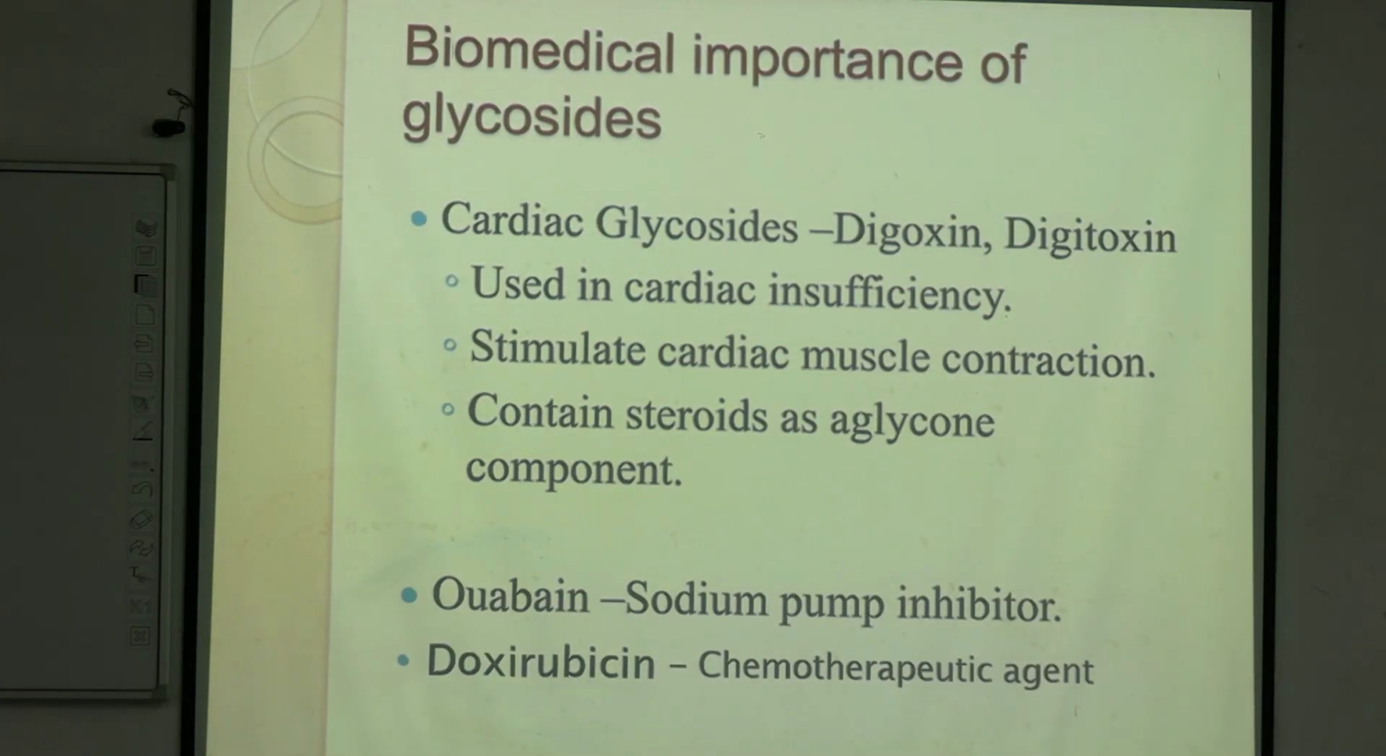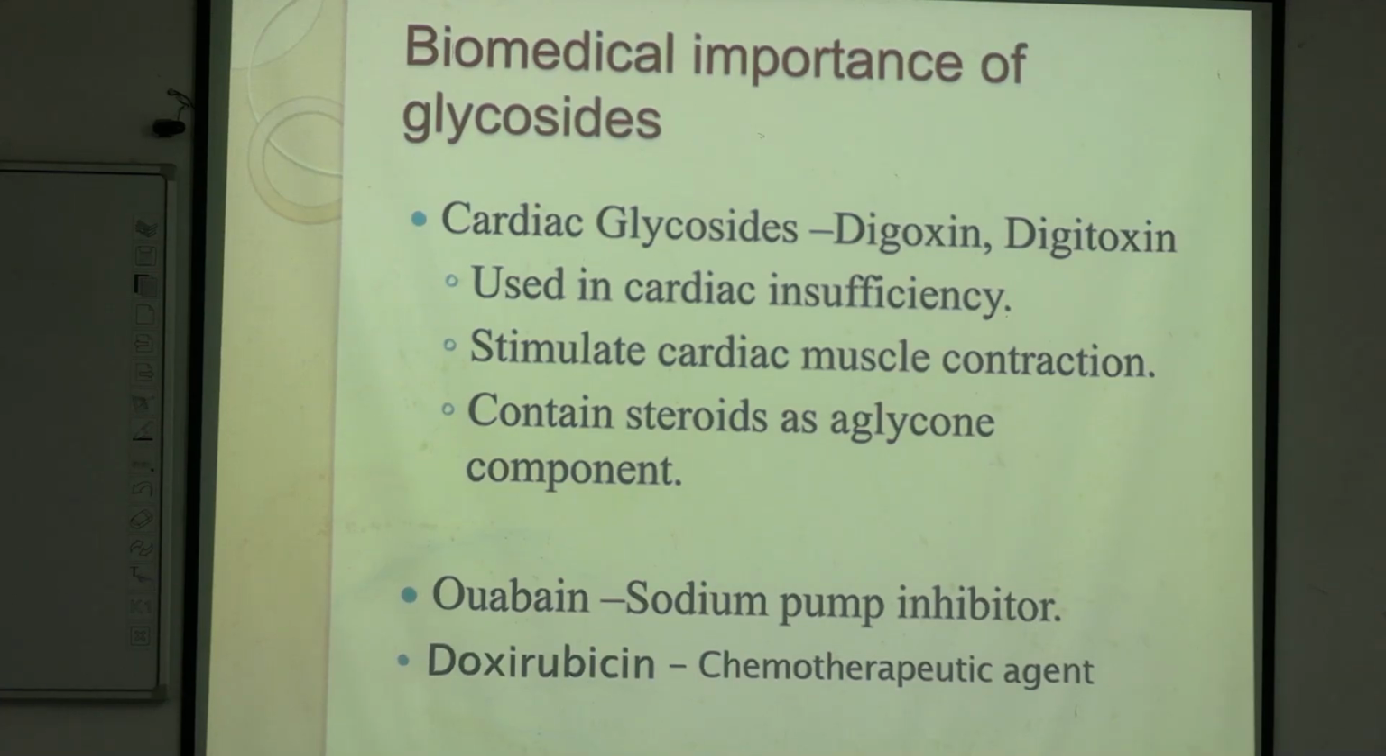What are the biomedically important glycosides? A small short note may come on glycosides. Okay, so cardiac glycosides are there, digoxin, digitoxin. They are used in cardiac insufficiency. What do you mean by insufficiency? Inability to contract. Inability to contraction of the cardiac muscles. Now they stimulate cardiac muscle contraction and they contain steroids as aglycone component. Understood?